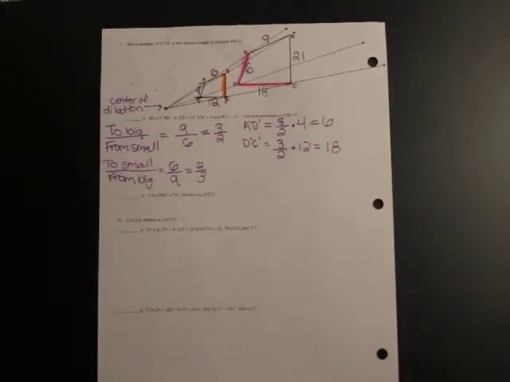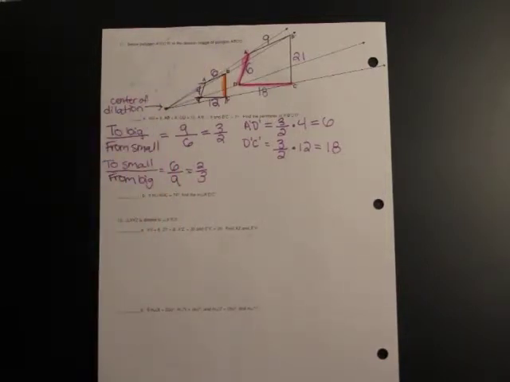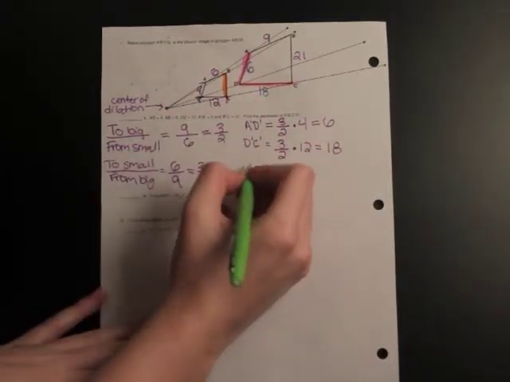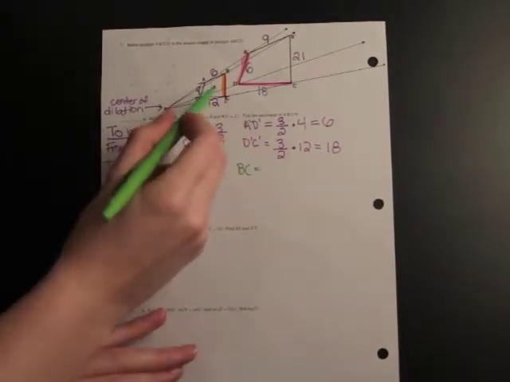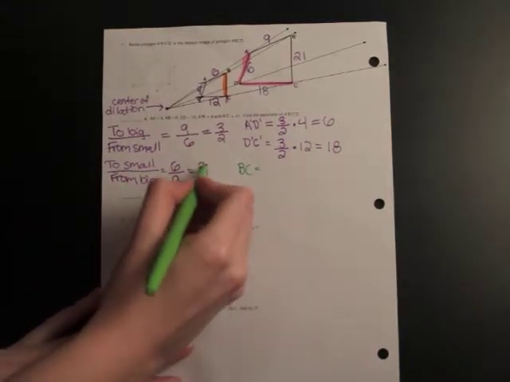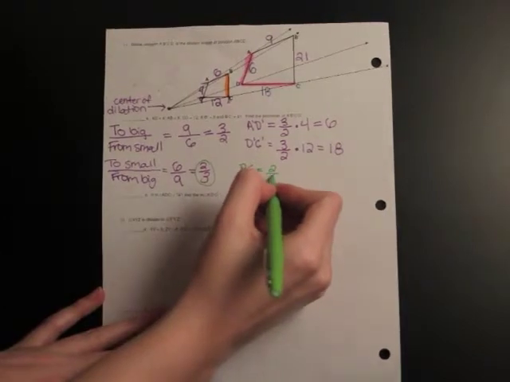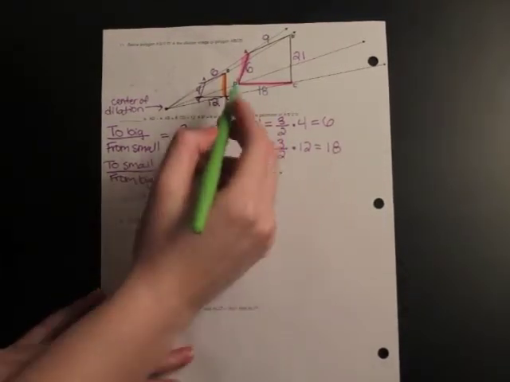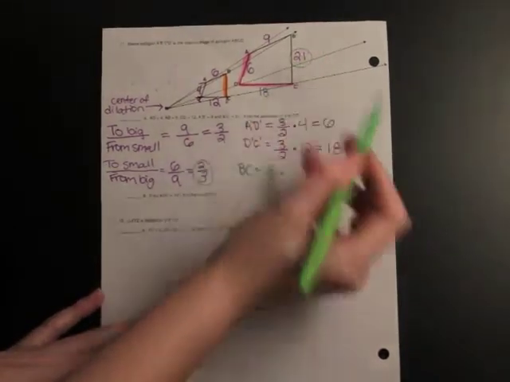And I said the last thing that we want to go ahead and find is that missing side on the small polygon just for fun. Okay? So the missing side on the small polygon is BC. This is on the small polygon, so we're going to small from big. We're using this scale factor, 2/3. We're missing the BC side, so the BC side on the big polygon is 21.